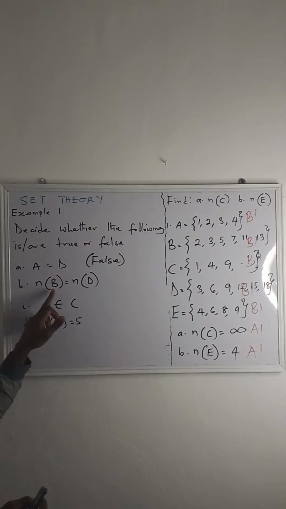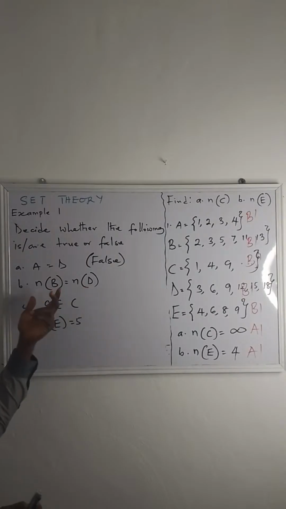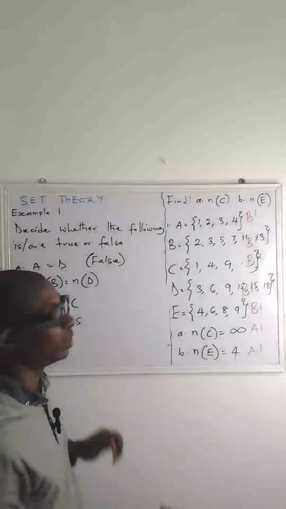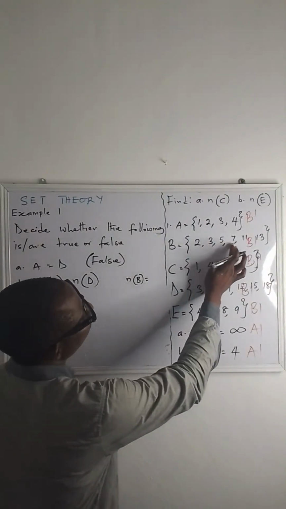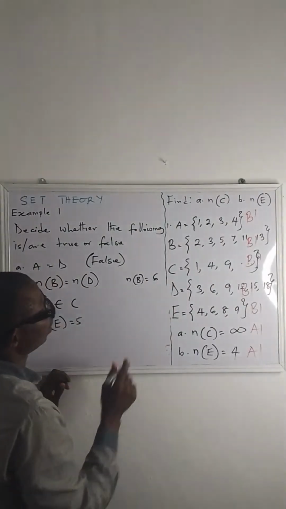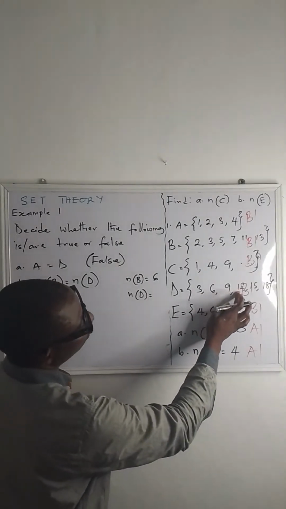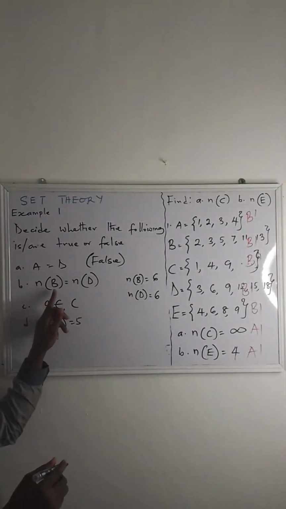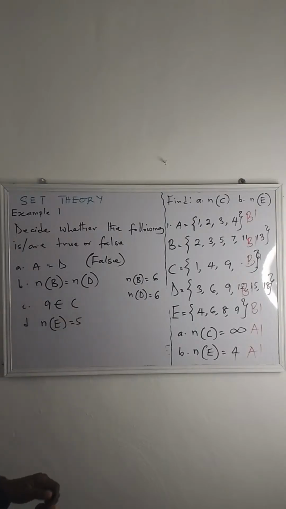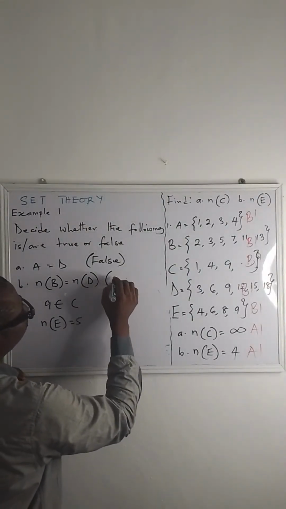Number of elements in set B is equal to number of elements in set D. So we want to see if they are the same thing. Let's see the validity. Let's count the number of elements in set B. How many do we have? 1, 2, 3, 4, 5, 6. So that is 6. Number of elements in set D: 1, 2, 3, 4, 5, 6. Good. So number of elements in set B equals number of elements in D. So the relationship is true.